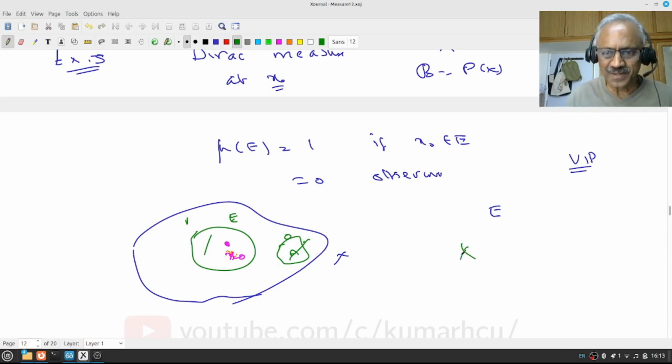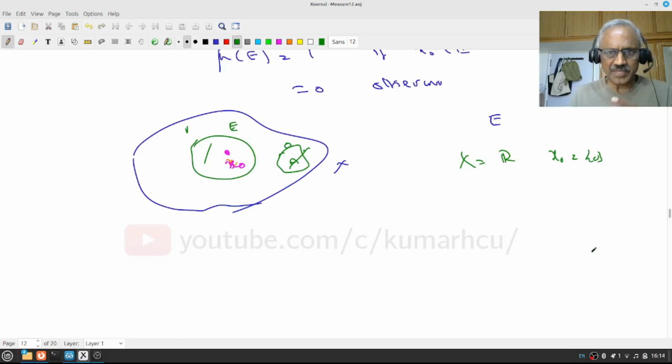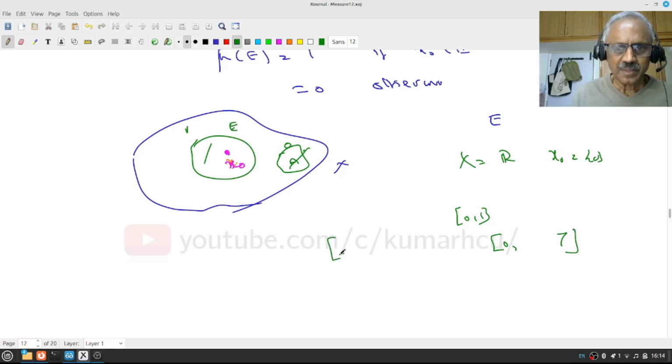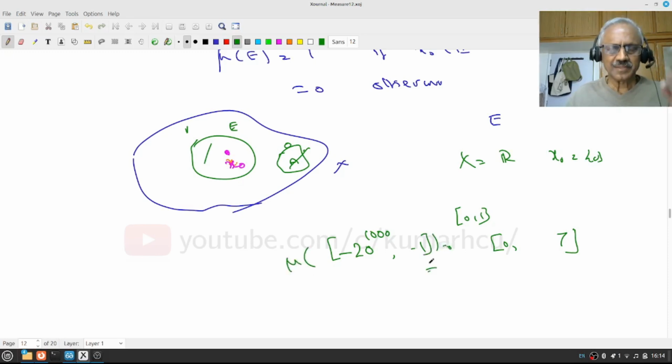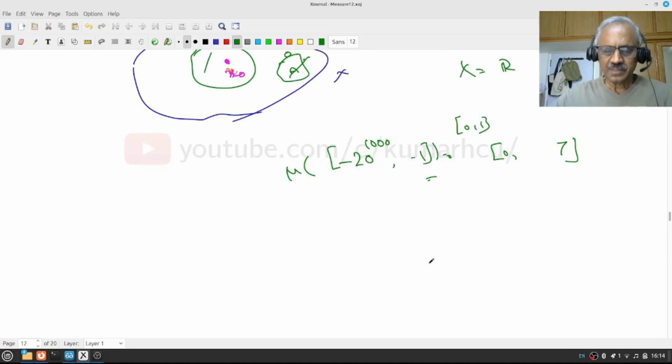Think of X equal to R and my x naught equal to 0. For example, the set of irrationals will be of measure 0. Singleton 0 will be of measure 1. Or the unit interval 0, 1 will be measure 1. Or the interval 0 to 7 will be measure 1. Whereas minus 20,000 to minus 1 will be measure 0. Now you have an idea. These are the most basic examples.